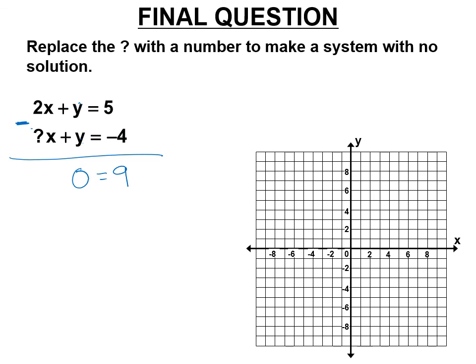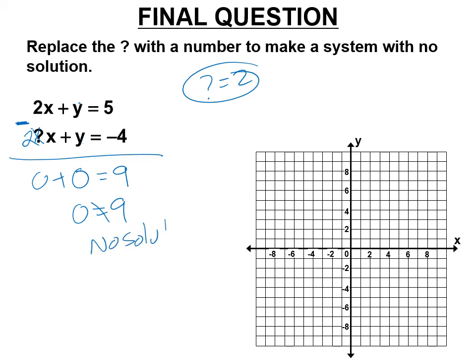And so if we put any number other than 2 there, we're going to get an x. We're going to get an answer. We're going to get two lines that cross. So the question mark has to be 2, because then you get 0 plus 0 equals 9. 0 equals 9 makes no sense. That's no solution. And so once there's a 2 there, what does it mean about the two lines? It means they have to be parallel.